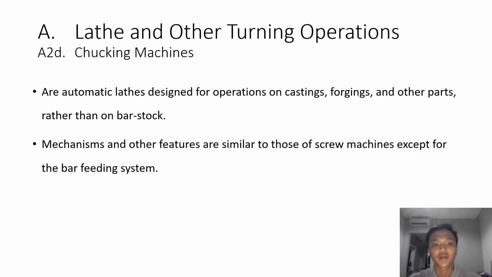The next one is chucking machines. Chucking machines are automatic lathes designed for operation on castings, forgings, and other parts, rather than bar stock. Mechanisms and other features are similar to those of screw machines, except for the bar feeding system.